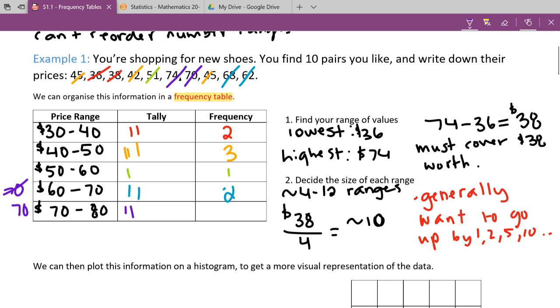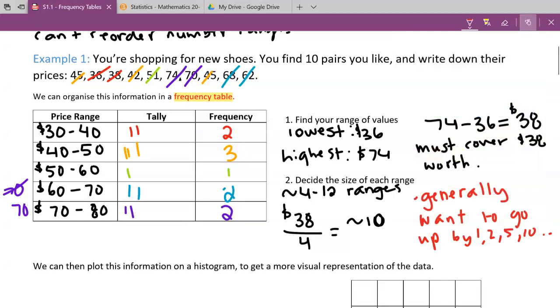And we had a 74, which also fits there. So here's our frequency table. It tells us the frequency that prices in each range show up. We can convert this frequency table into a histogram.